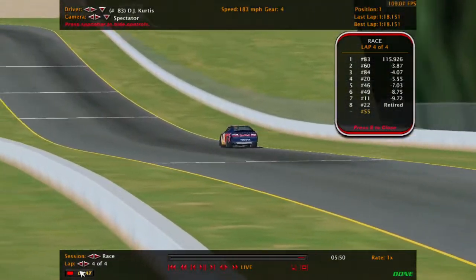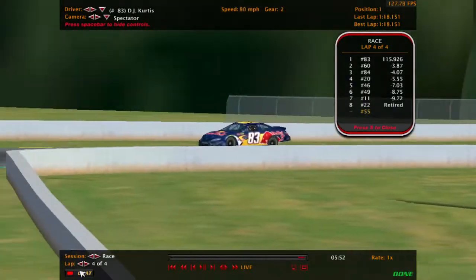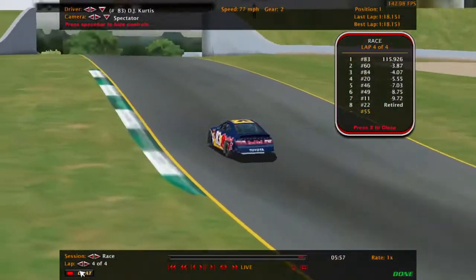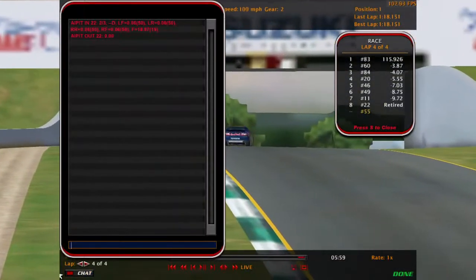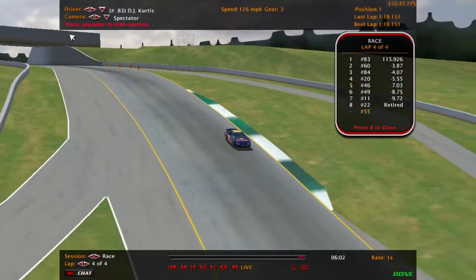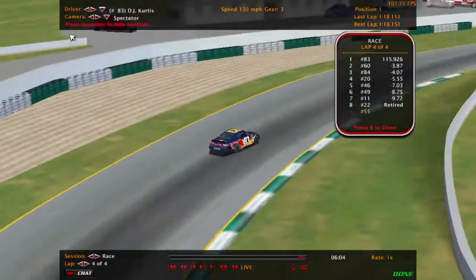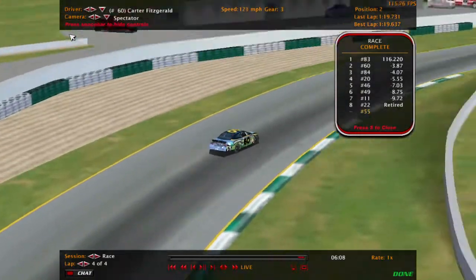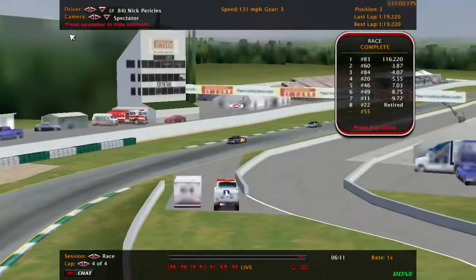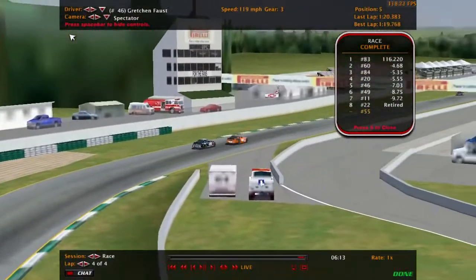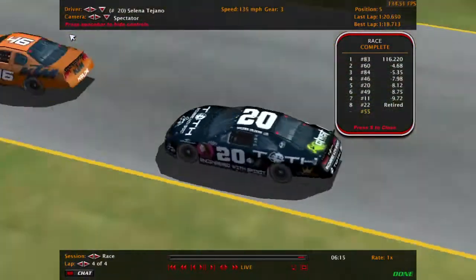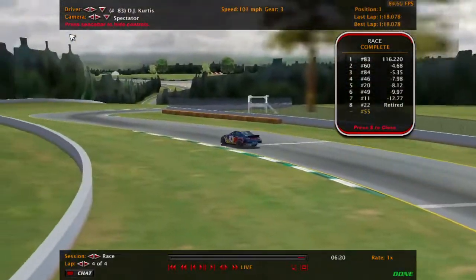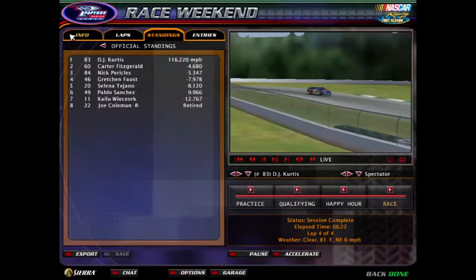So, yes, it looks like DJ Curtis will bring it home here as he comes through the final chicane here. Ooh, I thought we had something else there. But DJ Curtis rolls down the hill for the final time. He will win his heat. Fitzgerald will come home second. Third will be Pericles. And actually, Faust has gotten back by Tejano there for fourth, and Tejano falls to fifth. Sanchez, Wyzork, and Coleman are going home.